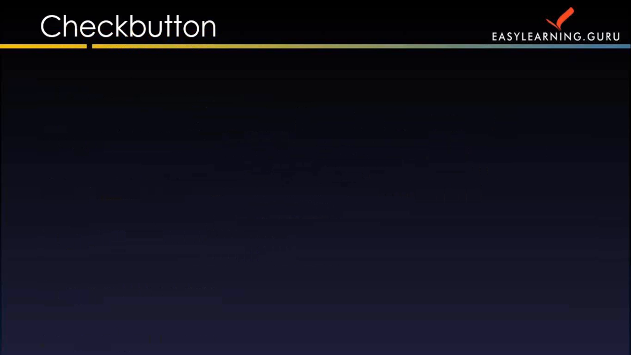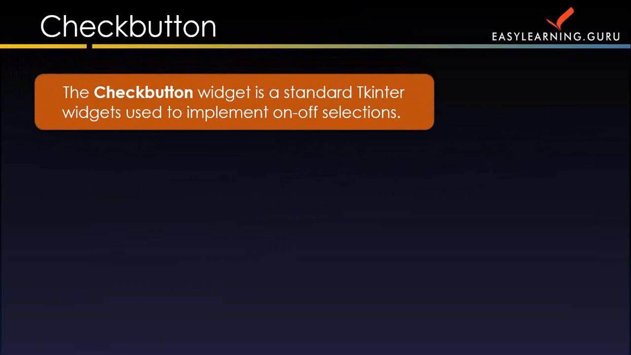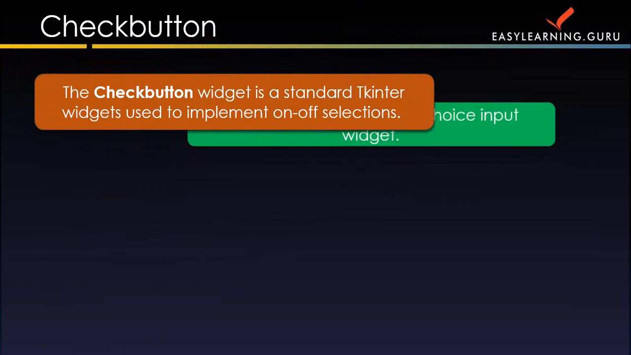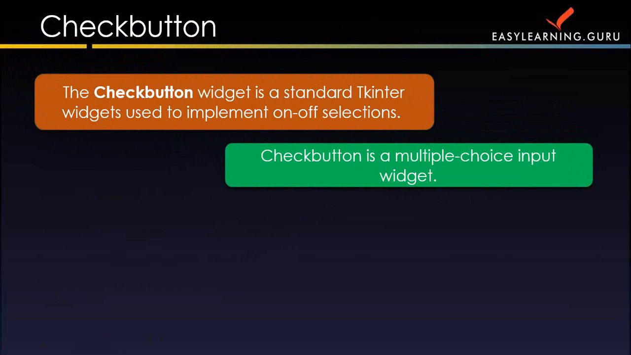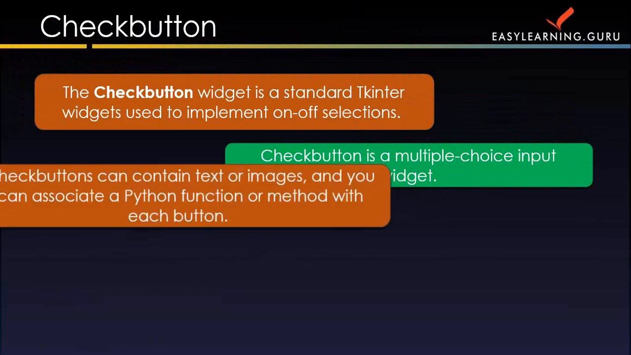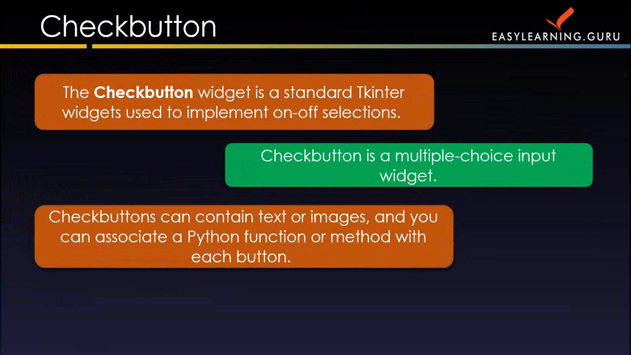The check button widget is the standard Tkinter widget used to implement on-off selections. It is used to display a number of options to the user as toggle buttons. Check button is a multiple choice input widget. The user can select one or more options by clicking the button corresponding to each option. Check buttons can contain text or images, and you can associate a Python function or method with each button defined. When the button is pressed, Tkinter calls that function automatically.